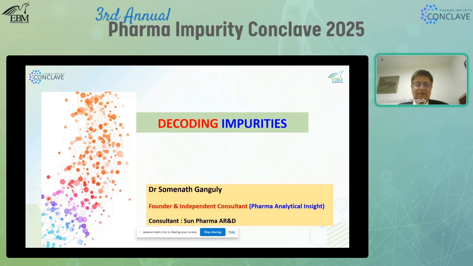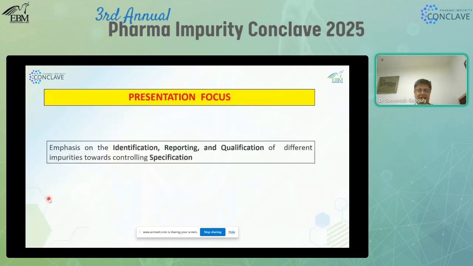To start with, as Neeraj has already explained, this is a decoding of impurity. Whatever I am trying to say, the presentation focus will be specifically on the identification, reporting, and qualification of different impurities to control the specification. I am mainly focusing on the ICH guidelines only, because otherwise these guidelines are very vast and the time is too short, and Gunit and team are very punctual on time.